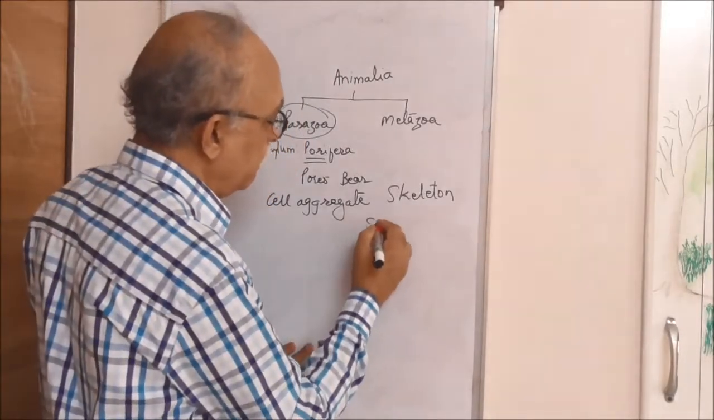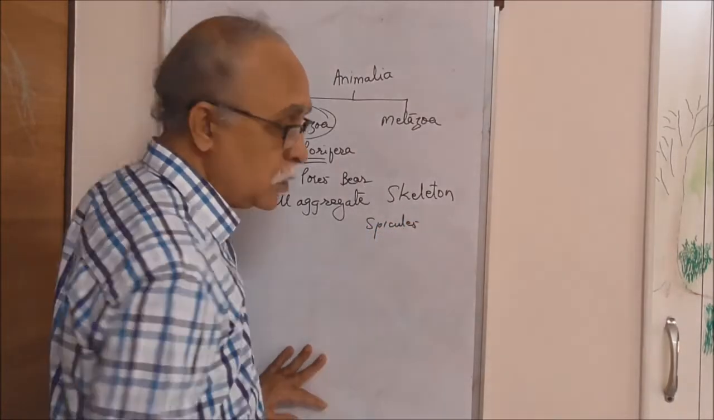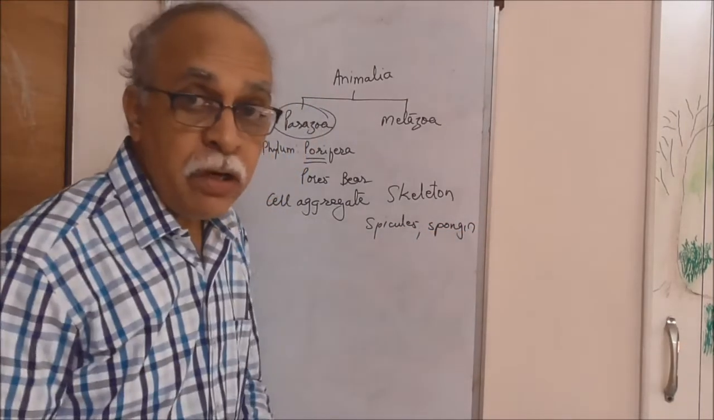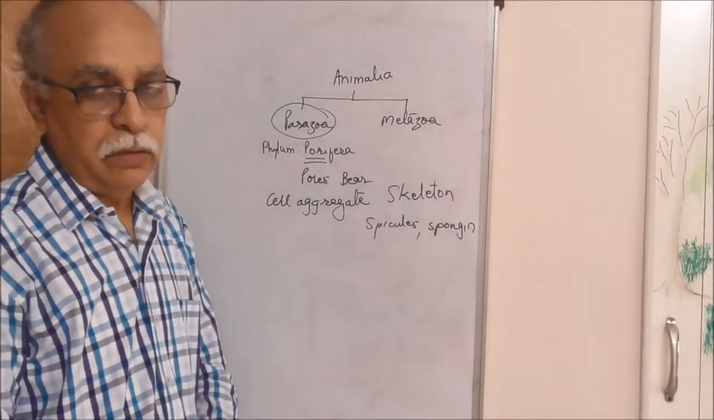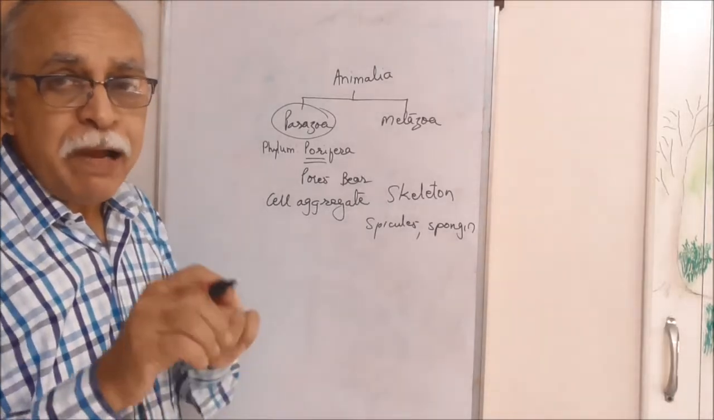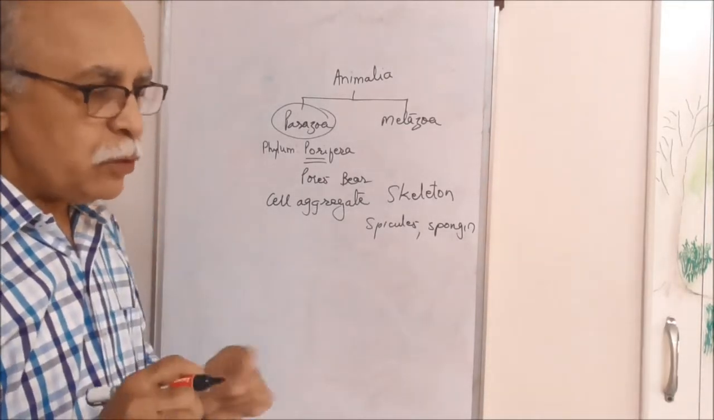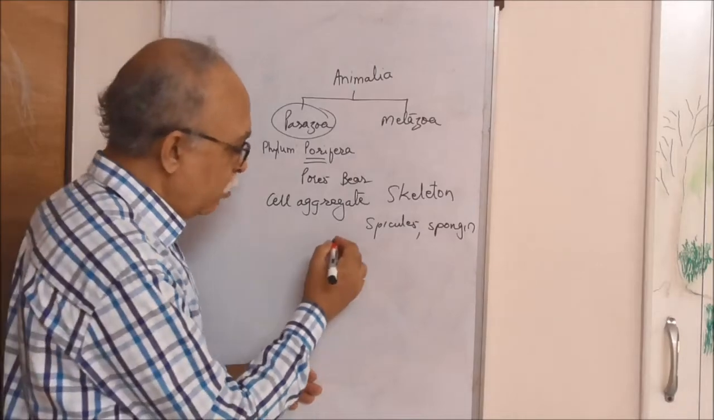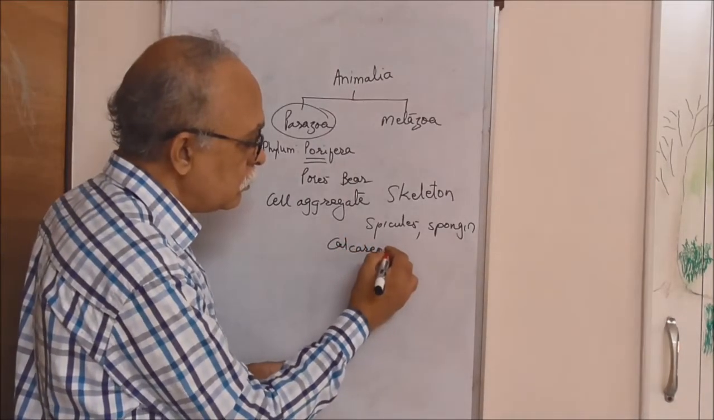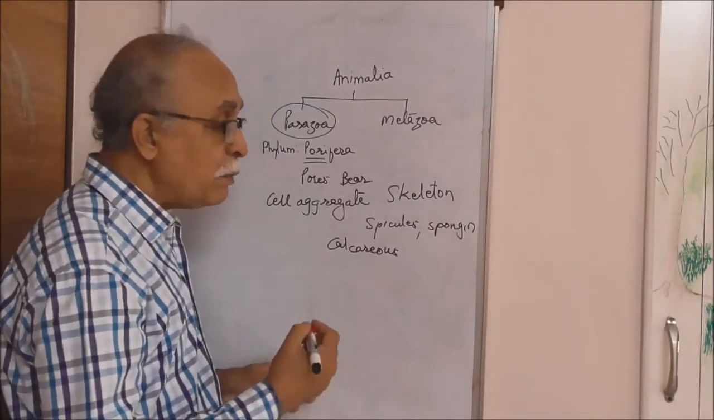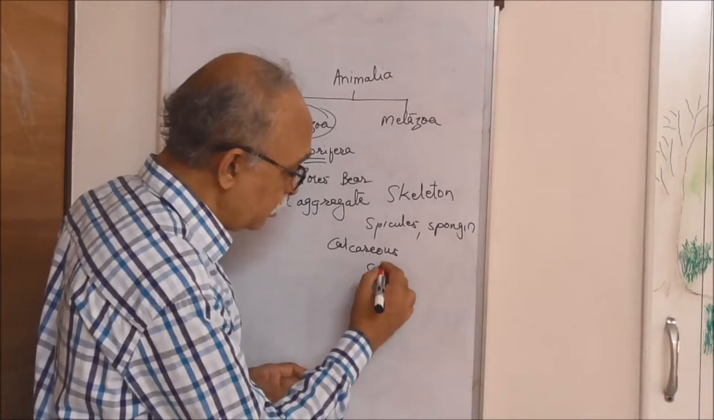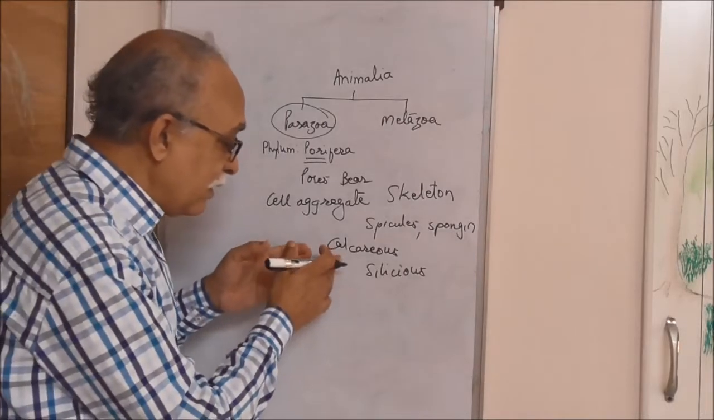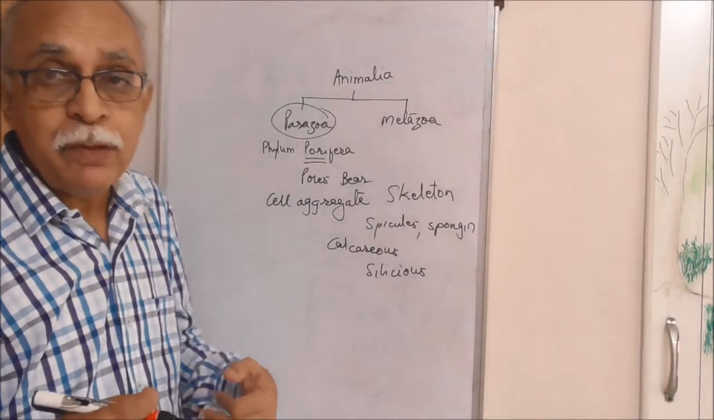What skeleton it is? It could be made up of spicules, or it could be made up of spongin fibers, a kind of protein. Spicules are spine-like things. There are different types of spicules, we'll come to that. Further, these spicules could be made up of calcium salts when they would be identified as calcareous spicules. Or they could be made up of some silicon material, so they will be called as siliceous spicules. So primarily they could be identified as calcareous or siliceous depending upon the material from which they are made.